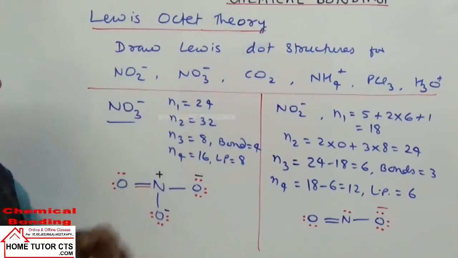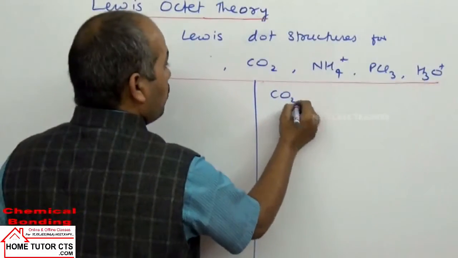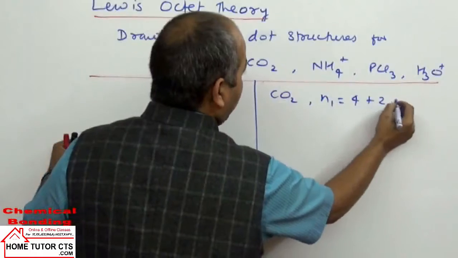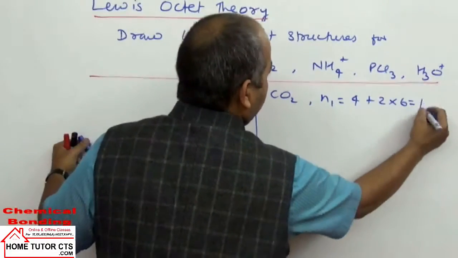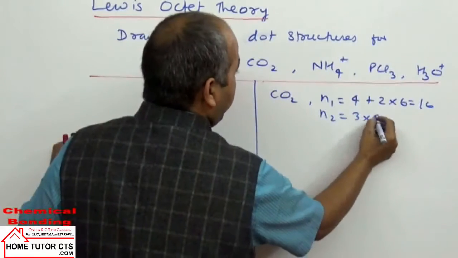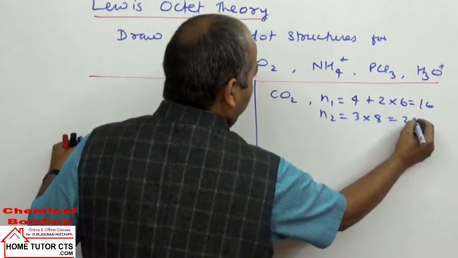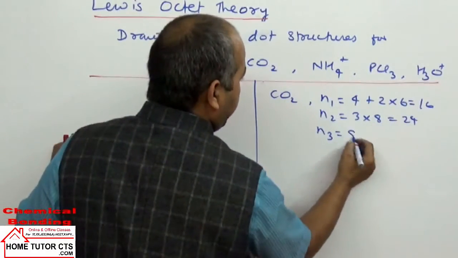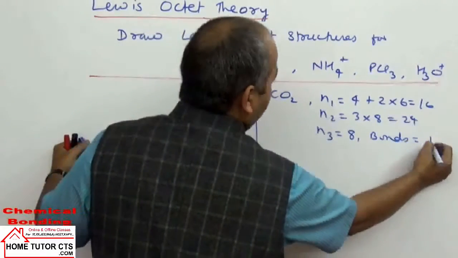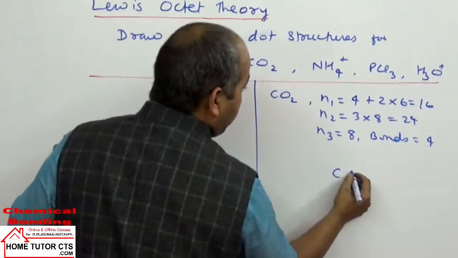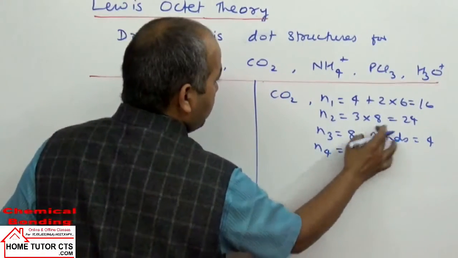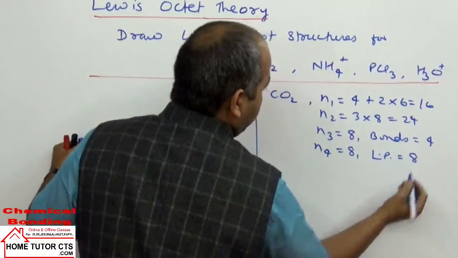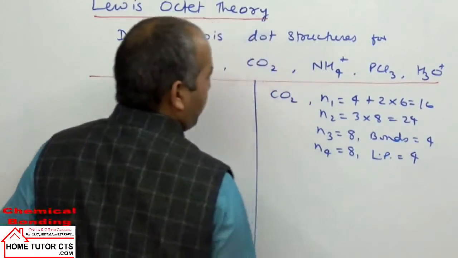These are very simple examples. Next is the CO2 molecule. In CO2 molecule, what is the N1 value? Carbon has 4 electrons in the valence shell, plus 2 oxygen is 16. N2 will be 3 into 8, no oxygen and no hydrogen, 24. So N3 will be 24 minus 16, 8. Bonds will be 4. So for carbon, N4 value will be 16 minus 8, 8. Lone pairs 8, sorry, 8 by 2, 4.